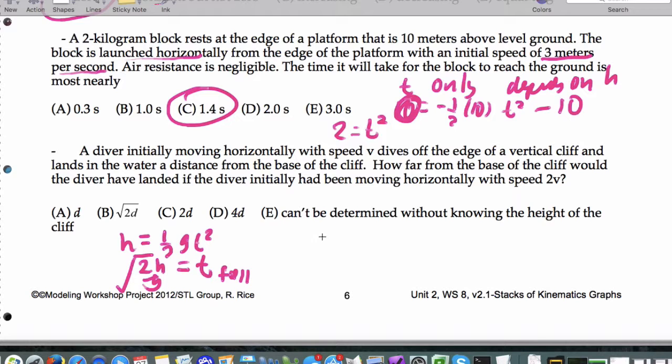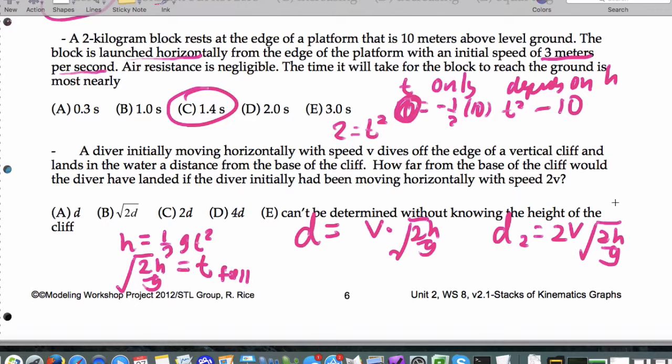So now let's compare base distances. So x in the first case is going to be v times, oh, they don't call it x, they call it d. So d is going to be v times the time, which is 2h over g under a square root. And then when we're launched at 2v, d2 is going to be 2v times 2h over g. So the way the distances compare, d2 is actually equal to 2 times d, and that's how we get choice C.